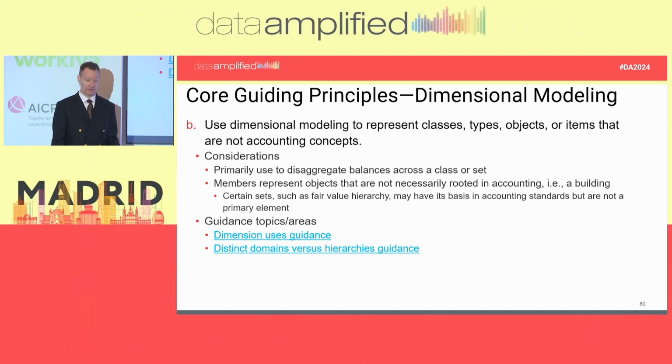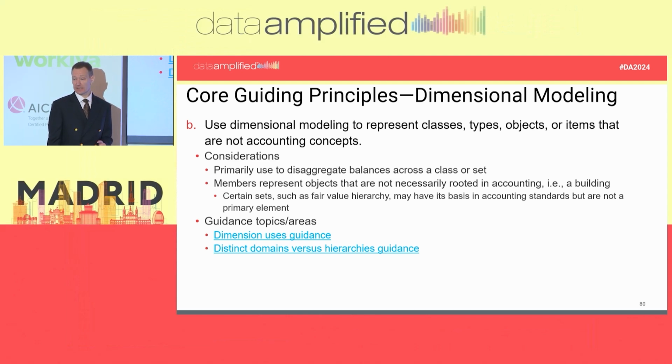Next up, a little more deep dive on the dimensional modeling and this idea that it should really represent classes, types, objects. So the primary purpose of using dimensions is to disaggregate balances across a set of classes, like types of intangible assets, segments, and that sort of thing. And so the idea that a building has meaning beyond what accountants view and measure, a building one way versus the way someone else, like an architect or a fire marshal, would.